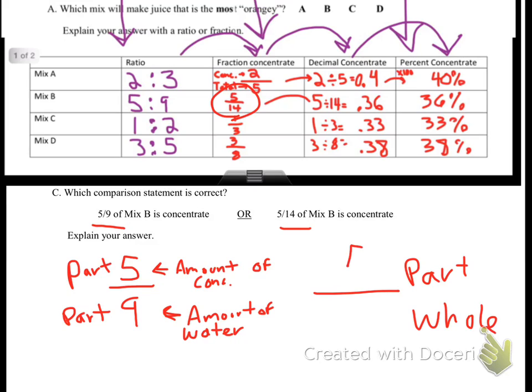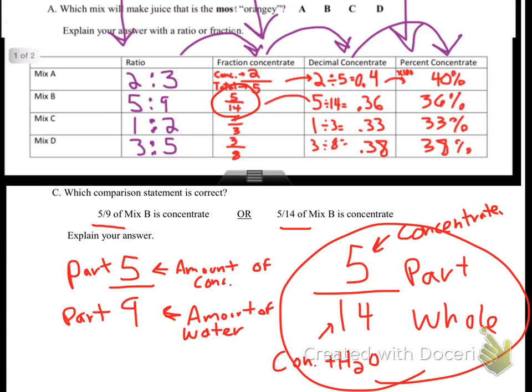So 5/14 is the concentrate for the 5, and the 14 here is the concentrate plus the H2O, plus the water, which makes this the correct answer, 5/14. But the explanation was what we were really looking for, wasn't it? Again, we want the math, we don't want just the answer. Let's go ahead and go to the next question.